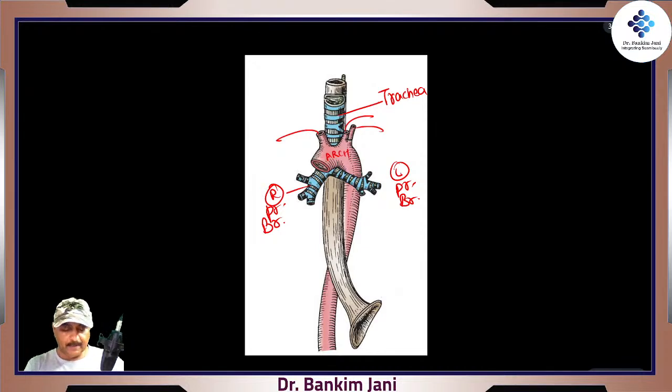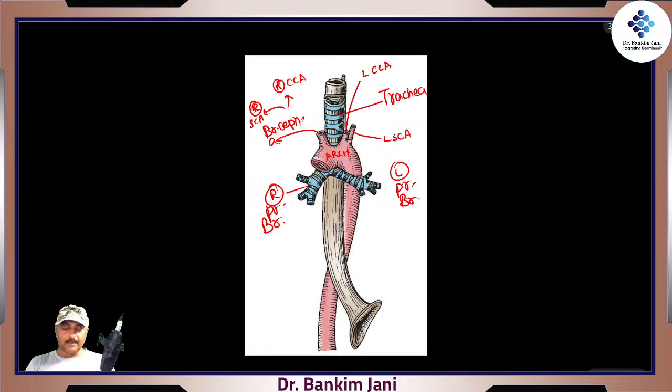Right, you know that. So this one would be what? That brachiocephalic artery, right? Brachiocephalic artery, and it would be further subdivided into the right common carotid and the right subclavian. Right common carotid artery and the right subclavian artery. So then where is left common carotid? Here it is, right? So that is left common carotid artery, and this one is left subclavian artery. So far is fine.